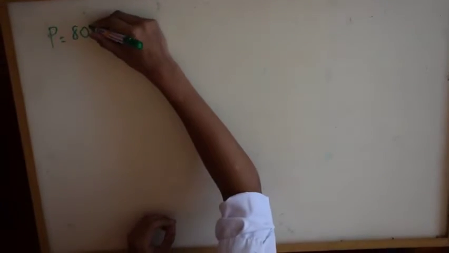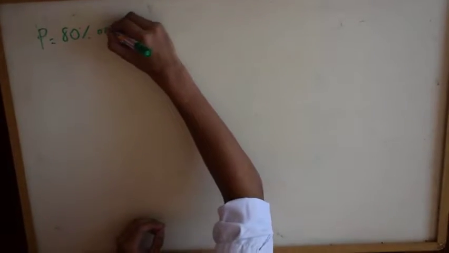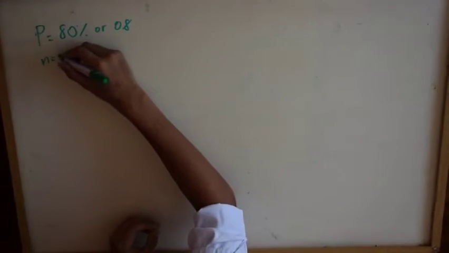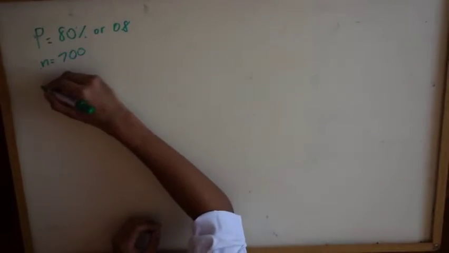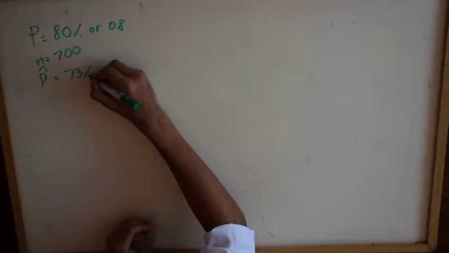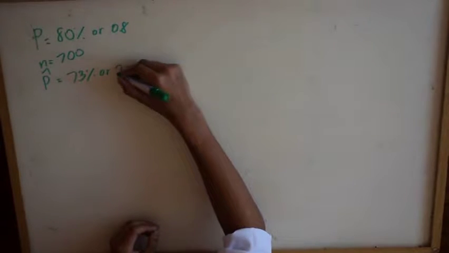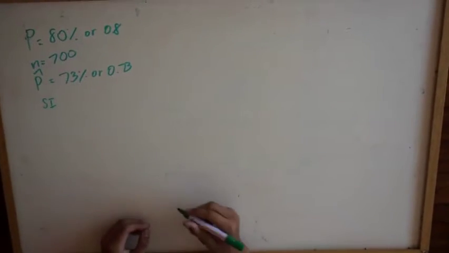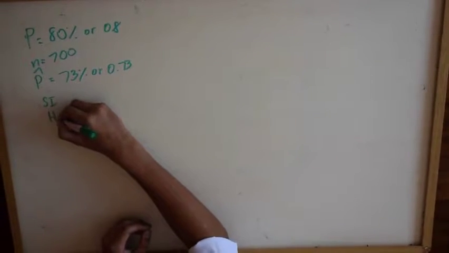Once again, to solve the problem, we first jot down the given. The population proportion, which is 80% or 0.8. The sample size, which is 100. The sample proportion, which is 73% or 0.73. And then we proceed to the first step.